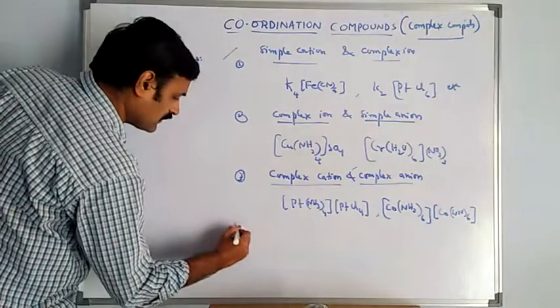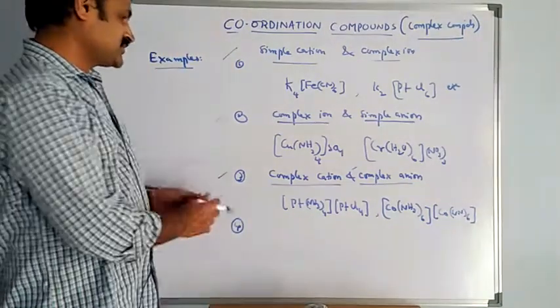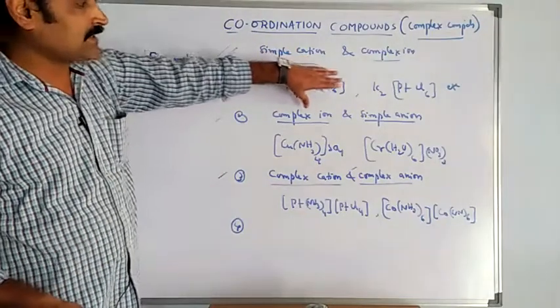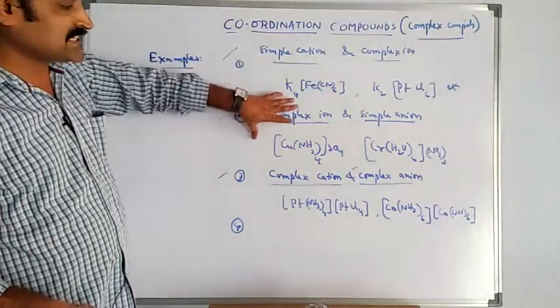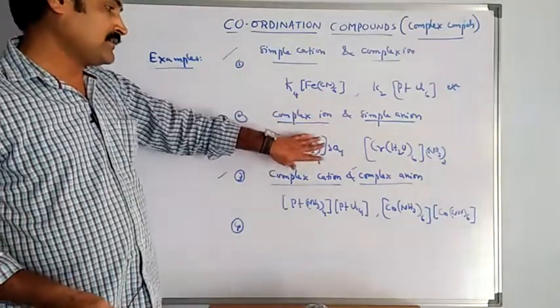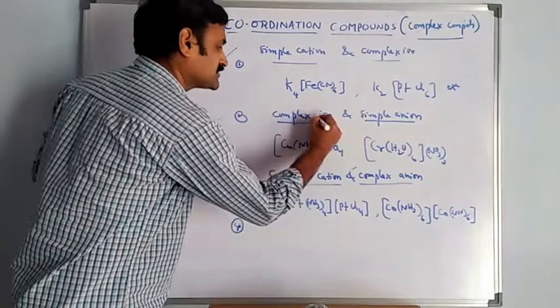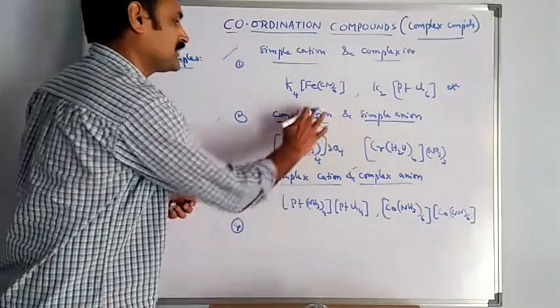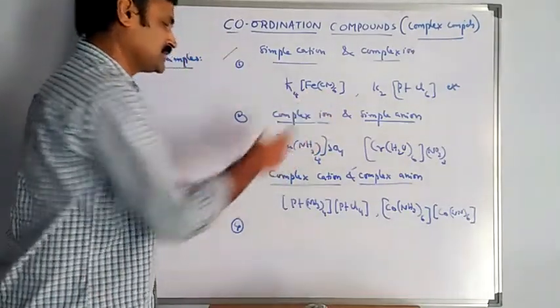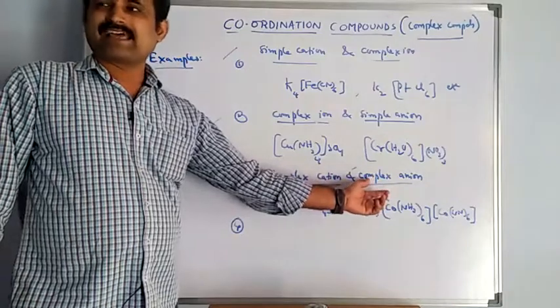Another most important example in this case: here we are writing cation and anion, the first example. In the second example we are writing a complex cation and a simple anion. It's a complex cation, this is. Okay. So complex ion. So first we are writing the complex cation, next we are writing the complex anion.